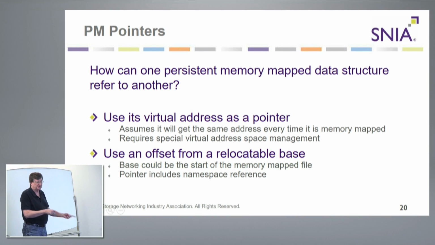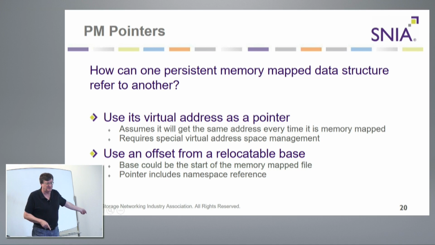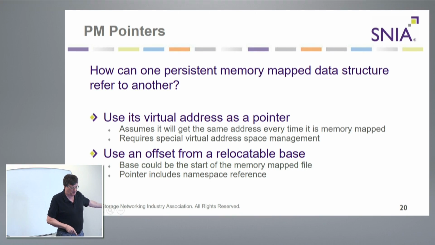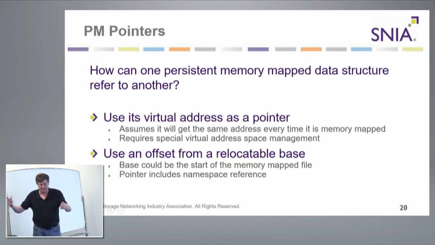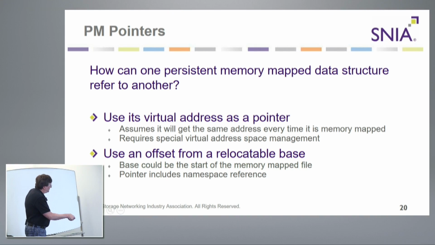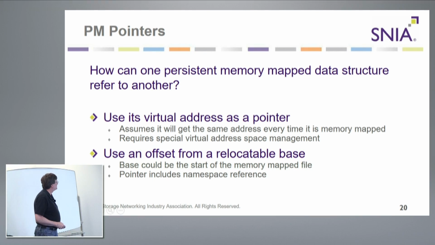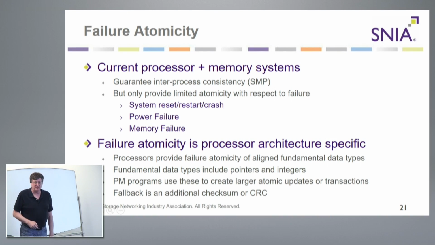Or you can use base plus offset, which is even more time tested. This is the way that real memory machines worked for decades. I have a base address, and now my range becomes an offset. So it could be the start of a memory map file. That's pretty convenient. So the pointer would include the reference to that namespace. I've got base plus offset. Makes sense. Okay, so atomicity.